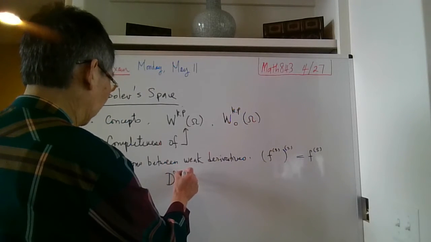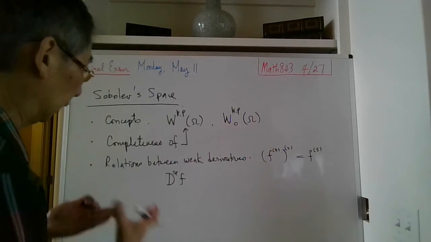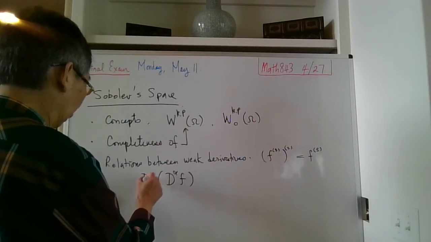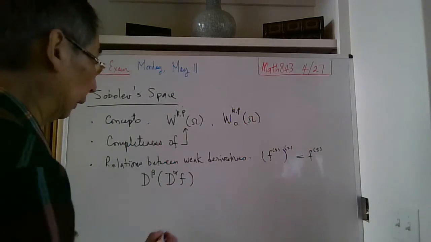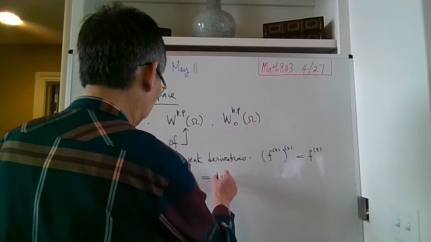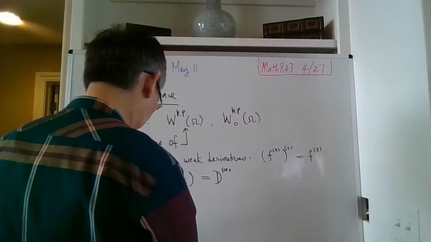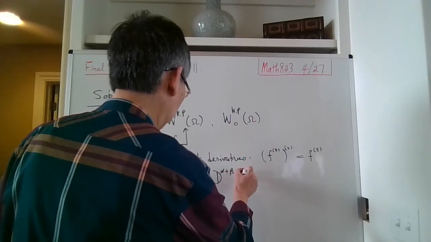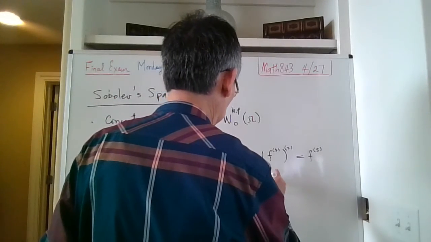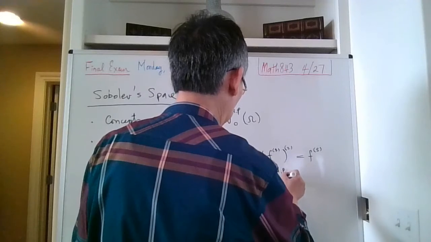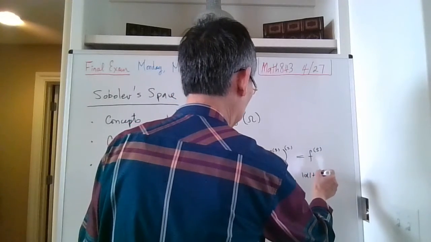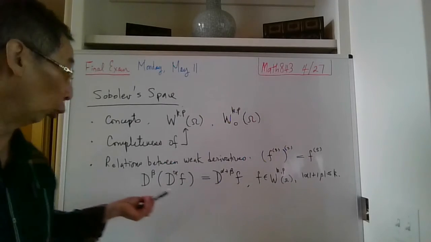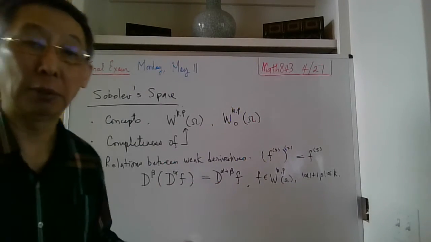Now alpha is a multi-index. That means you're taking a mixed type partial derivative of f in the weak sense, and then you take another partial derivative in the weak sense with beta. And this is supposed to be equal to D alpha plus beta f. Now if f belongs to W^{k,p}(Omega), and suppose the norm of alpha plus beta is less than or equal to k, then as long as this is true, you are going to have this relationship. So this weak derivative relationship is also important, and maybe I want you to prove some example in the test.